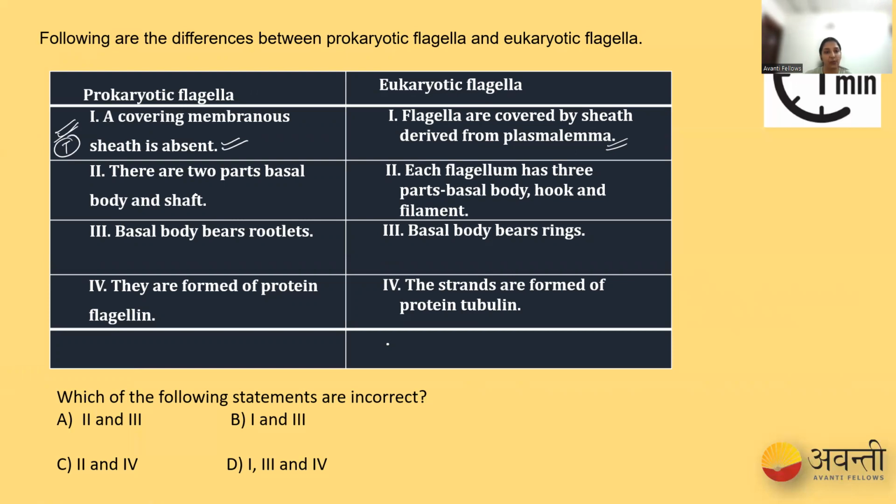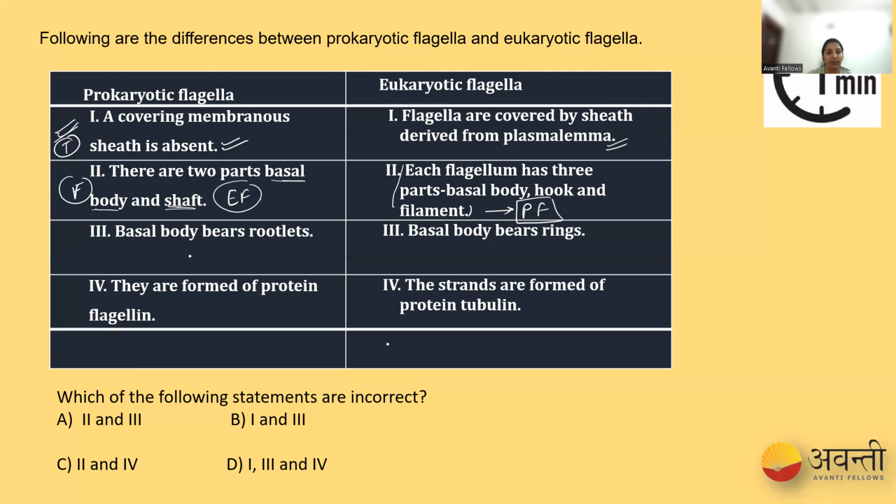Statement 2 says that in prokaryotic flagella there are two parts, basal body and shaft, and in eukaryotic flagella each flagellum has three parts: basal body, hook, and filament. This is reversed. It is a characteristic of prokaryotic flagella. Prokaryotic flagella are divided into three parts: the basal body, hook, and filament, whereas the eukaryotic flagella have only two parts, that is, a basal body and the shaft. So this statement is false.